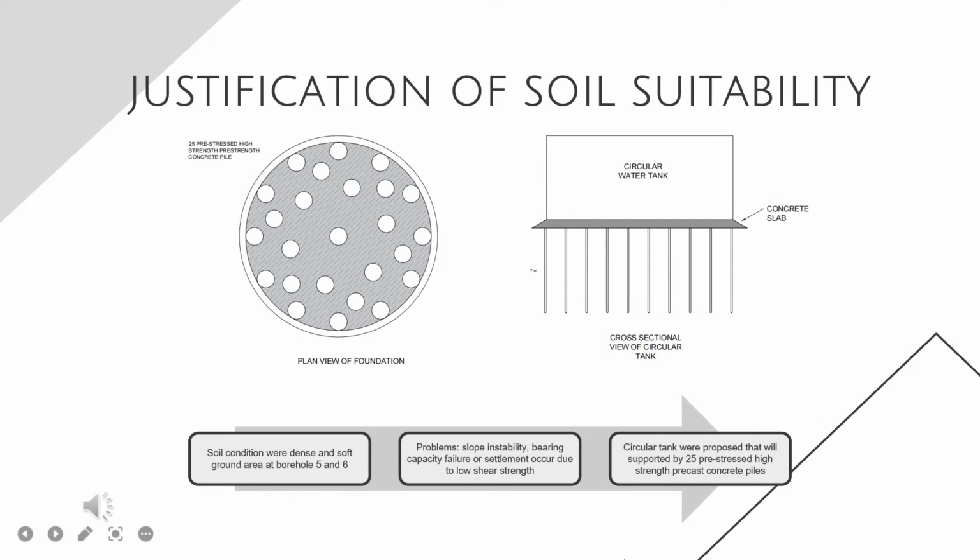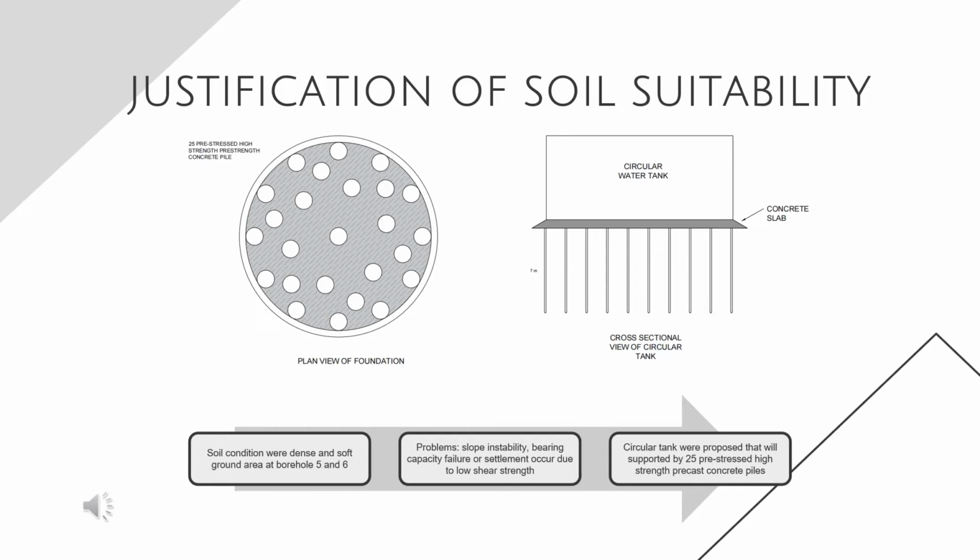For the justification of the soil stability to the vertical stress distribution, we found out that our soil conditions at boreholes 5 and 6 were dense and soft ground area. Problems like slope instability, bearing capacity failure, or settlement could occur during or after the construction phase due to low shear strength and high compressibility of the soil. Therefore, a soft ground treatment method must be done.